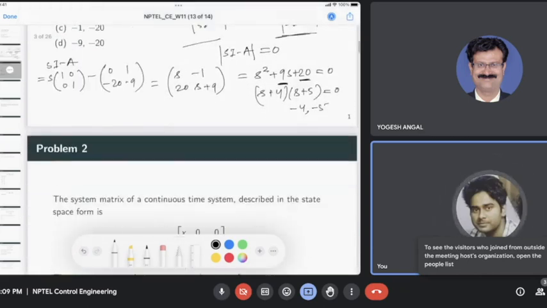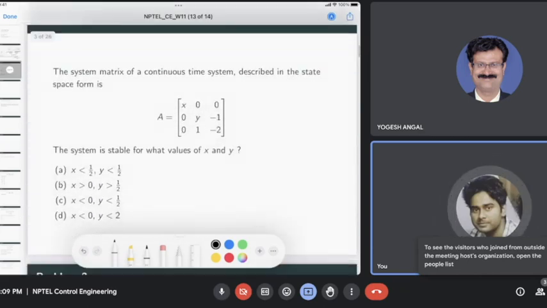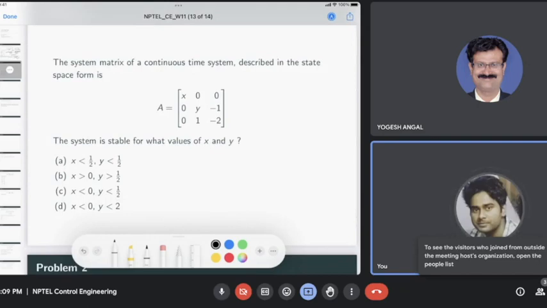So then we move to the next question. Again we have a system that is represented in the state space representation with the system matrix A given as this. So this is a third order system. We want to find the range of values of x and y for which the system will be stable.